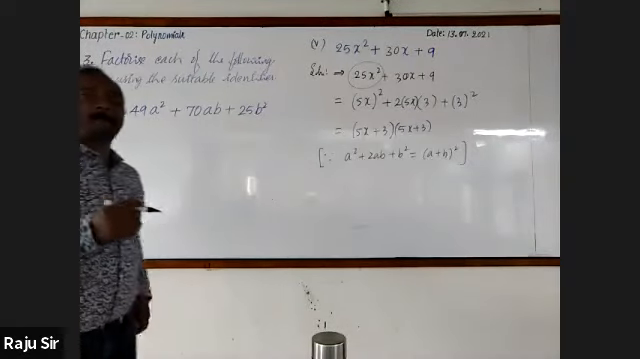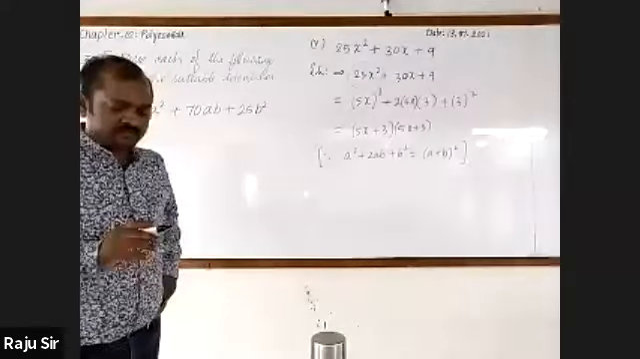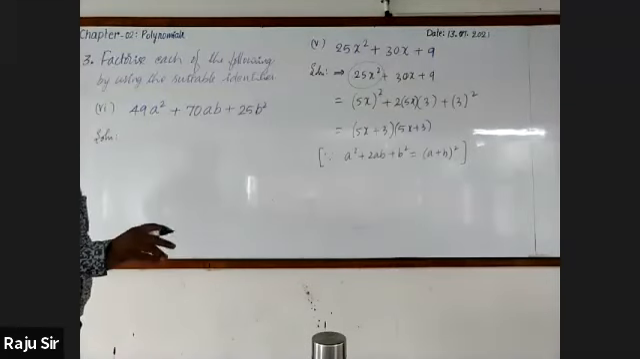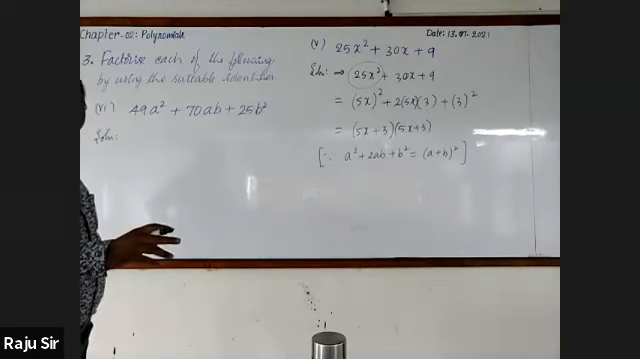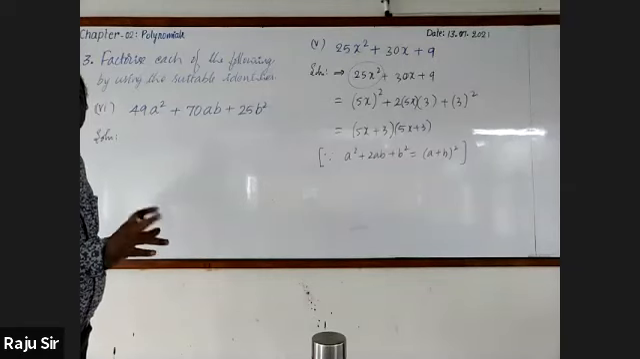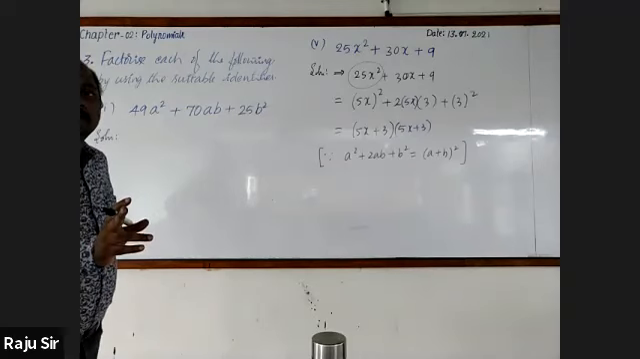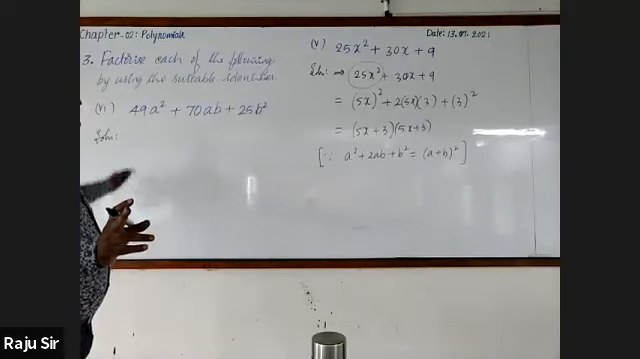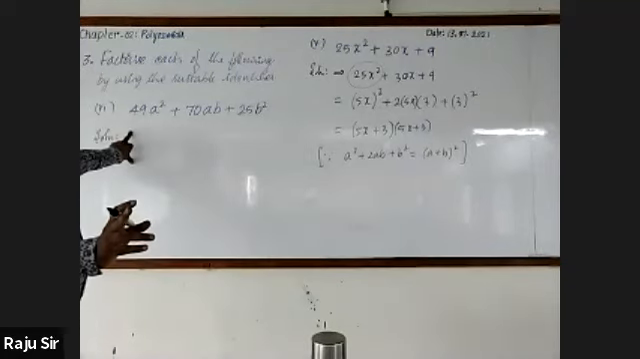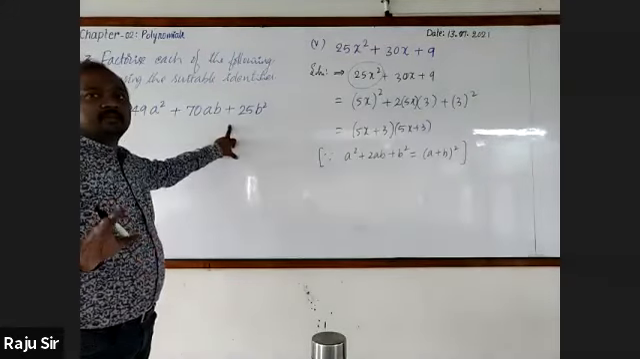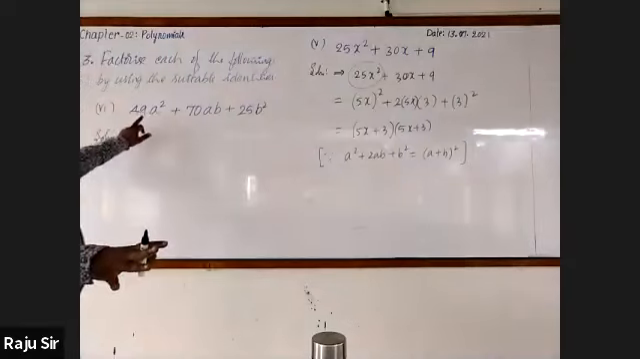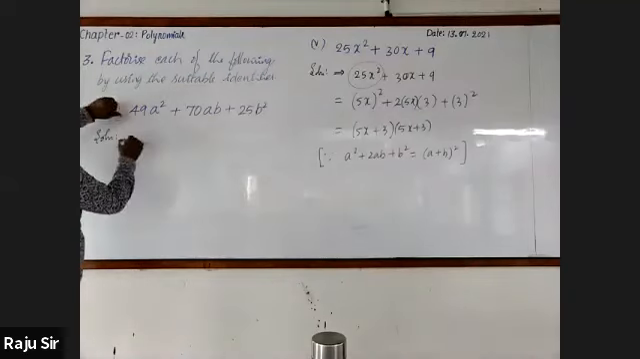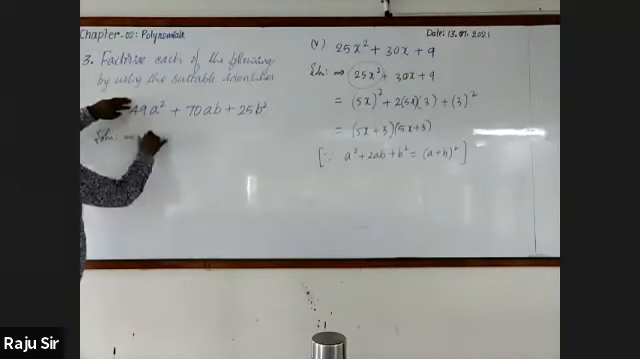Yes, Sanvi. 7a whole square. I want the final answer. Factorization. Others can try. Plus 7a plus 5b whole square. Yes, start writing it. I'll write the given statement as it is.